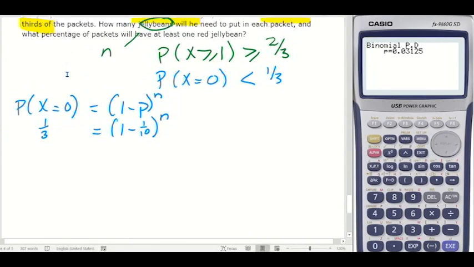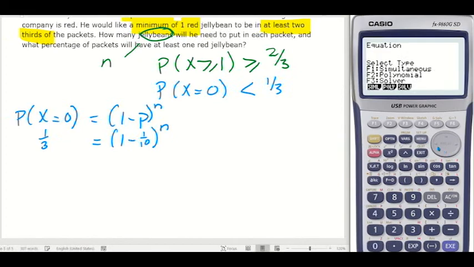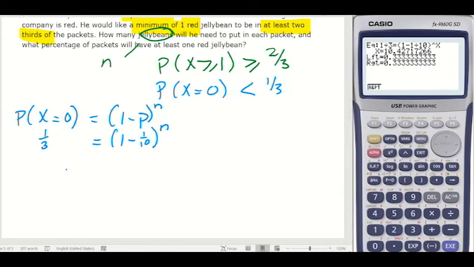So I'm going to go into my equation mode and solver, and I'll just clear that. So I've got 1/3 equals 1 minus 1 over 10 to the power of x, and I'm going to say solve that for me, and that tells me n is equal to 10.43, and so I need to decide, am I going to round that down to 10 or am I going to round that up to 11?